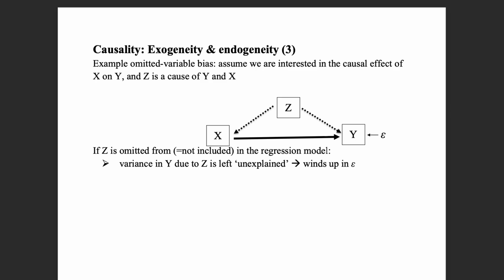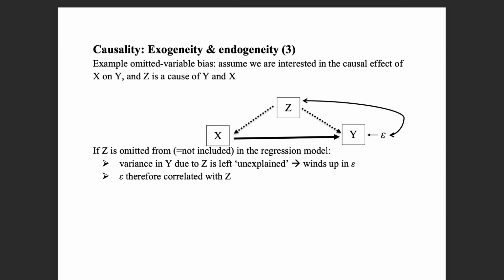Because the error term is capturing all the stuff in our dependent variable that we are not able to explain with our model. So in other words, if we are not including a variable in a model, then the variation in the dependent variable that's associated with that variable that we are leaving out is being captured by the error term. So this unexplained variation is in our error term.